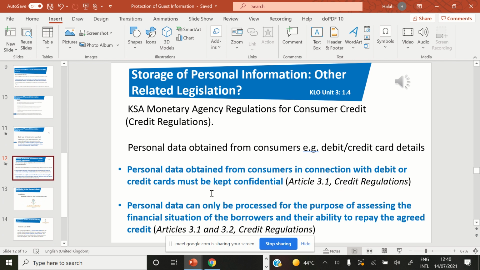Personal data obtained from the consumer, like debit or credit card details, must be obtained only for the payment purpose. After that, it must be kept confidential. So we use the information of the bank card only to make the payment and to check the financial situation of the shoppers or the customers and their ability to pay the amount of their stay.